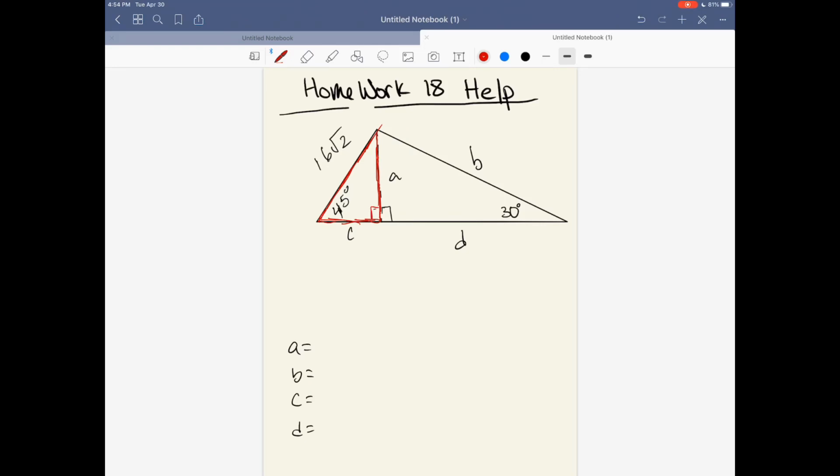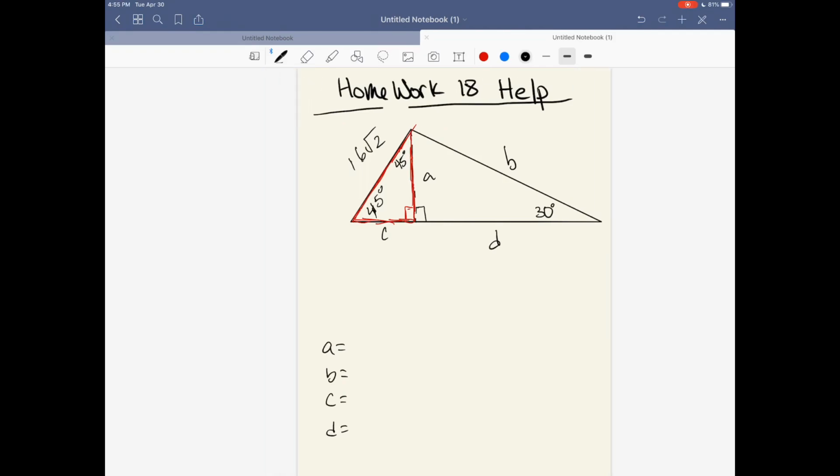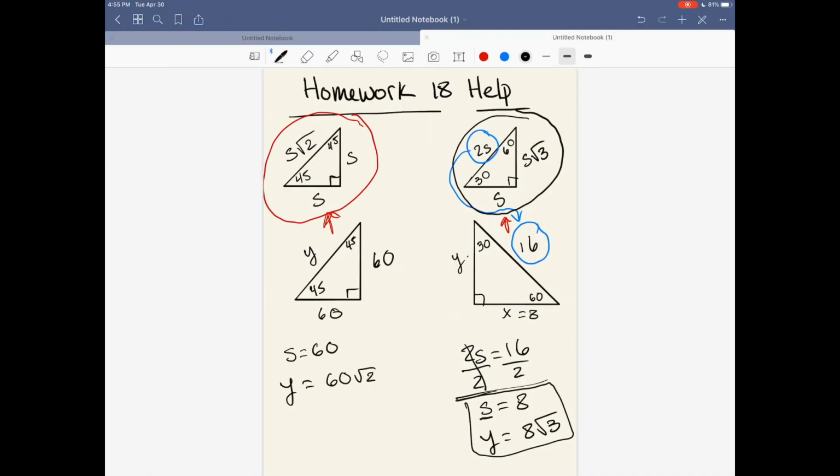And if you notice, this is a 45, 45, 90 triangle. Now some of you might ask, Coach, how do you know that the other angle is 45? Well, if you do the math, 45 plus 90 and then subtract from 180, you'll get 45. So whenever you see one 45-degree angle and one 90-degree angle, you automatically know that the other angle is 45 degrees.